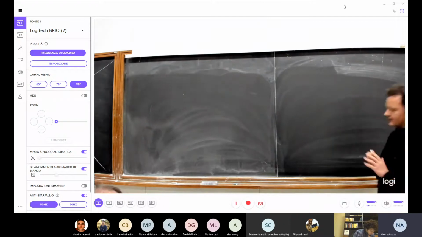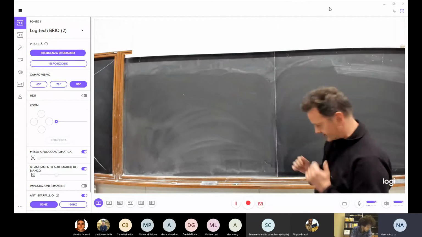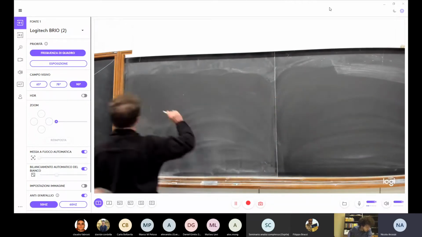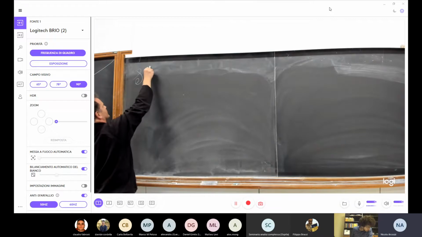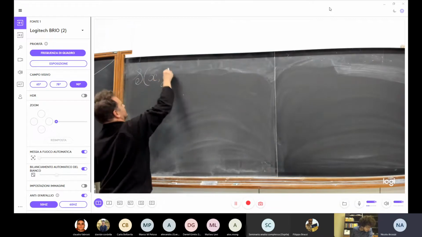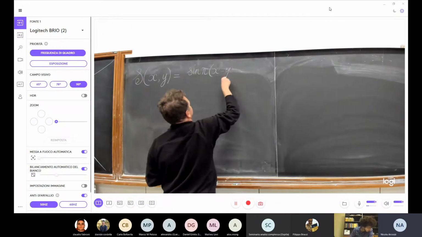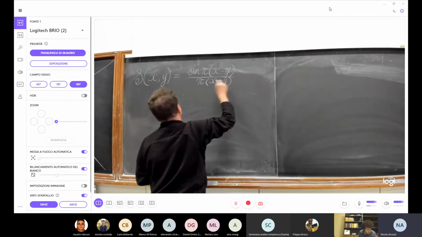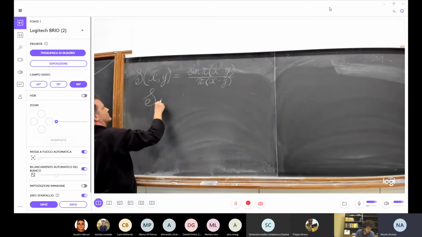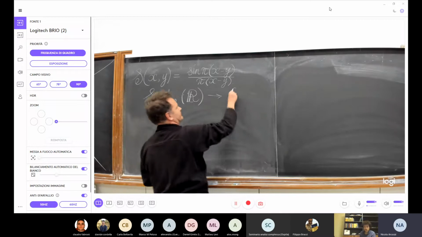So let us start with some notation. I will consider in this talk the sine process. So the main object for me is the sine kernel, which is the kernel of orthogonal projection of L2R to the classical polynomial space.